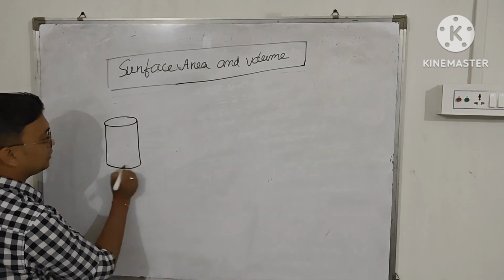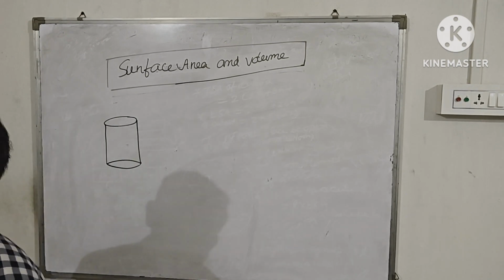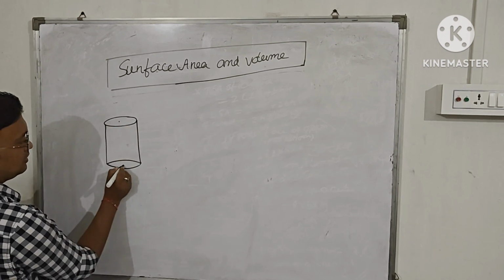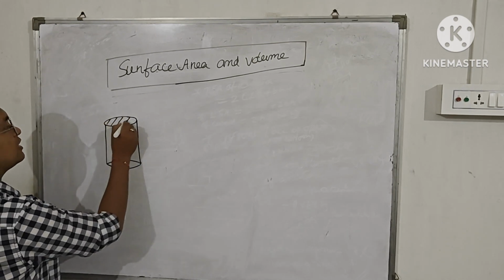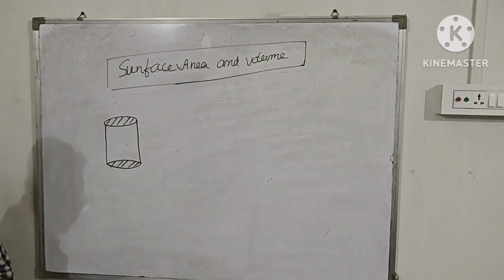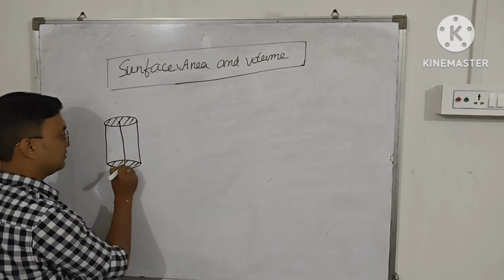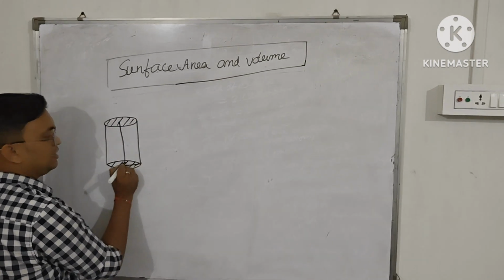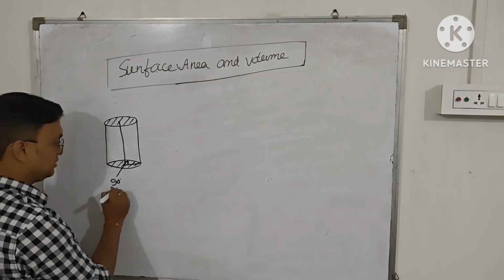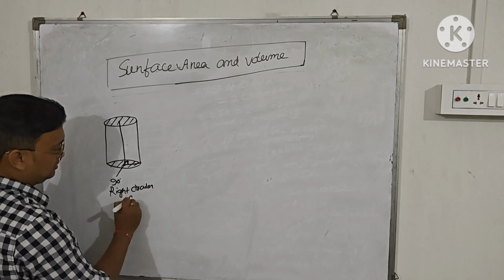So this is our cylinder. Actually there are two types of cylinder. The cylinder we are considering here is the right circular cylinder. Let me explain the meaning of right circular cylinder. This cylinder has two circular faces, top and bottom, and one curved face. From this center to this center, if I draw this radius and this angle is 90 degrees, then it is a right circular cylinder.